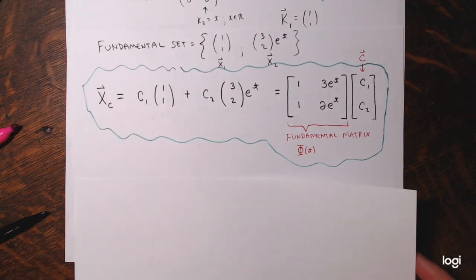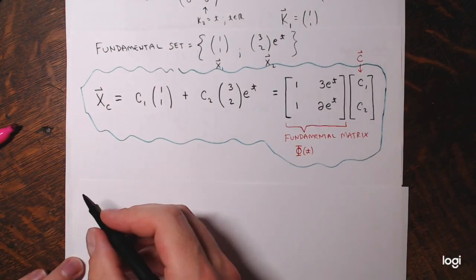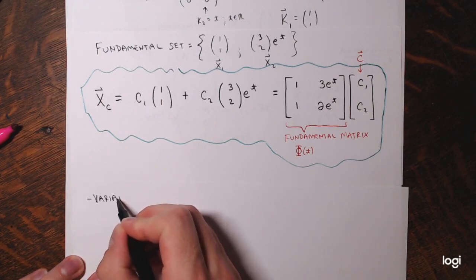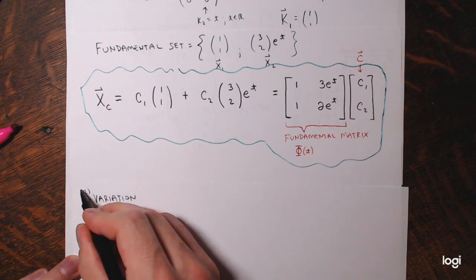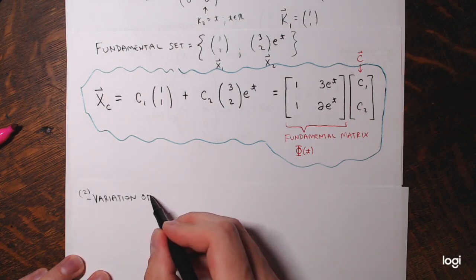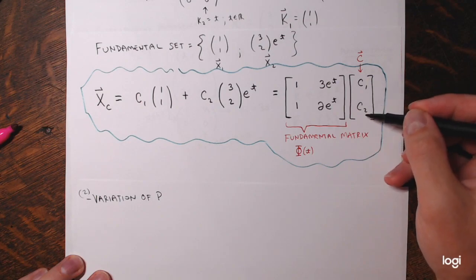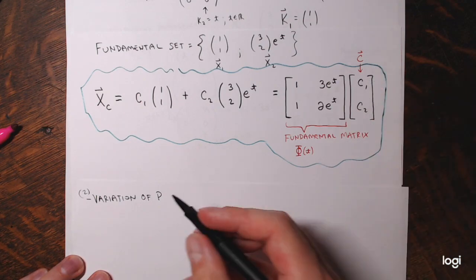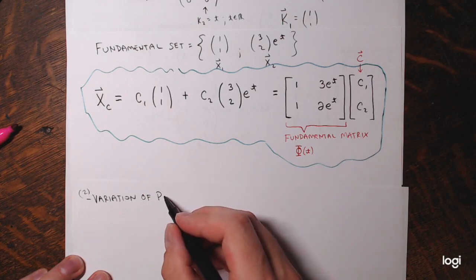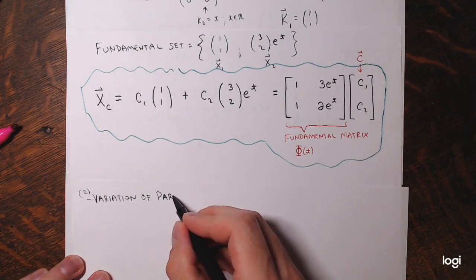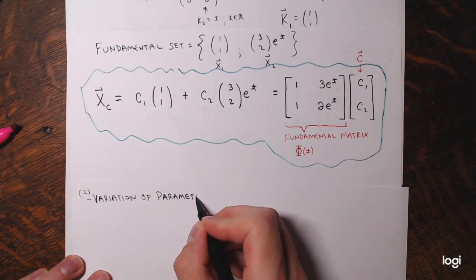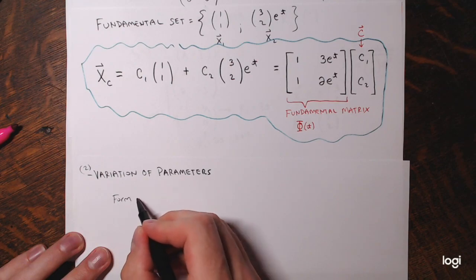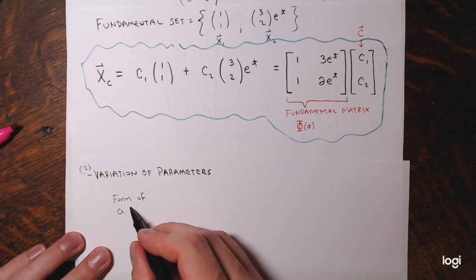So that's probably going to take the longest. The next part is the variation of parameters. I guess it's step 2, right? So I take these parameters, these arbitrary constants c1 and c2, and I let them be functions that vary with t. Call them maybe u1 and u2. And we get the form of a particular solution to the non-homogeneous system.